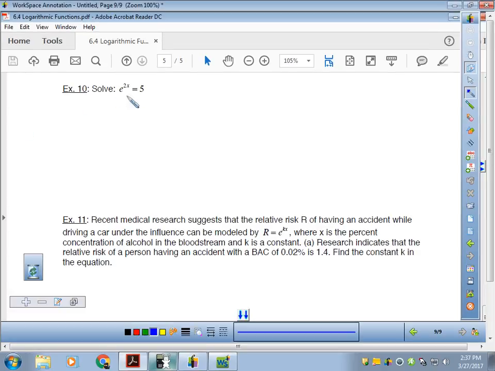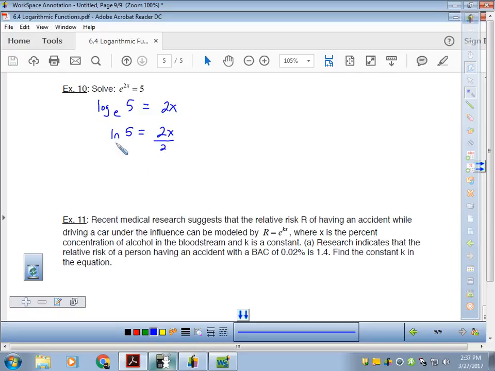Number 10, we have asked us to solve here e to the 2x equals 5. How we're going to do this is we're going to rewrite this exponential as a logarithm. So we're going to write log, what is the base of our exponential? It's base e. What was the solution? The solution was 5 equals, what's the exponent? 2x. Now remember, we usually don't write log base e. Usually what we do is we write ln. So this is really ln of 5 equals 2x.